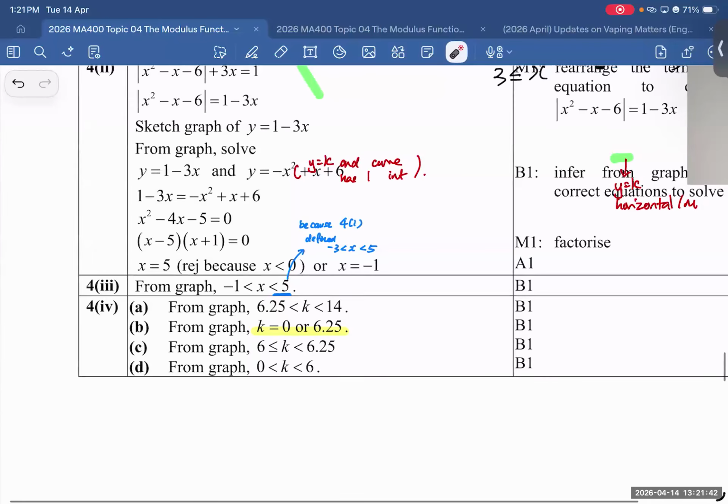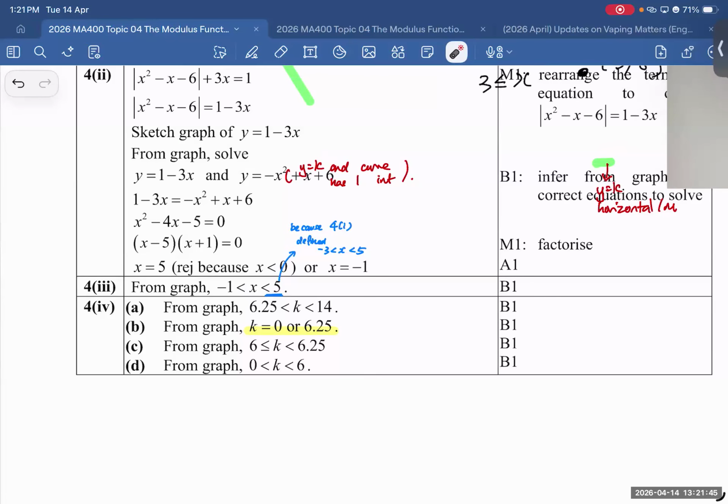Okay, then I go to question 5. Question 5 also quite easy. Those that haven't done your assignment, you can literally do it now. It's pretty fast.